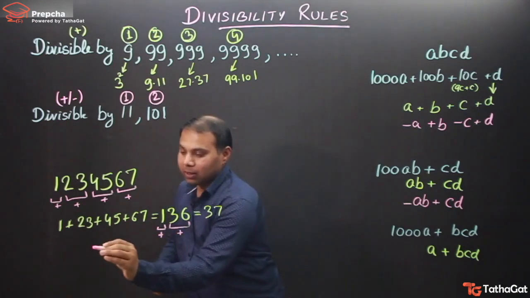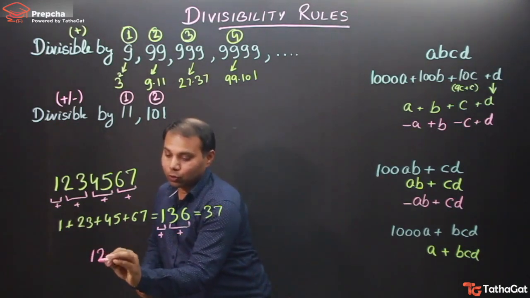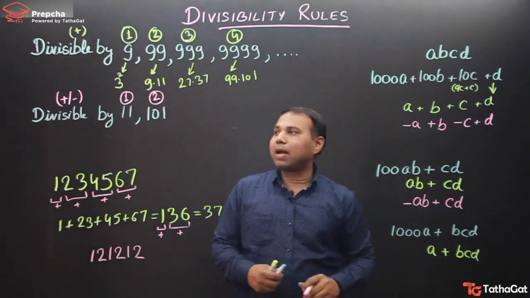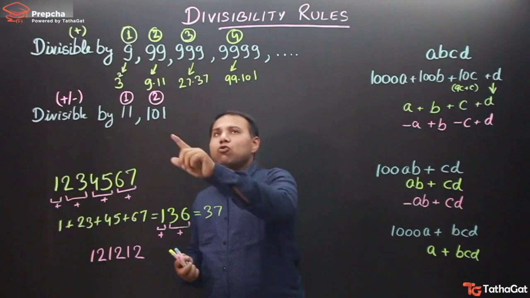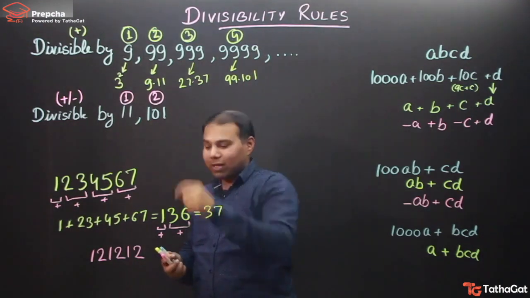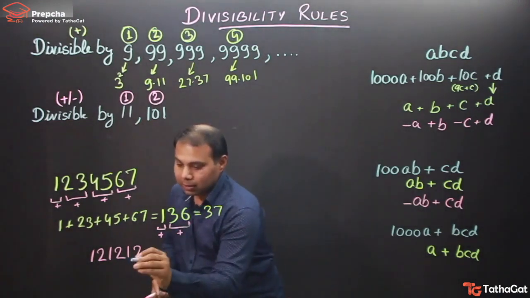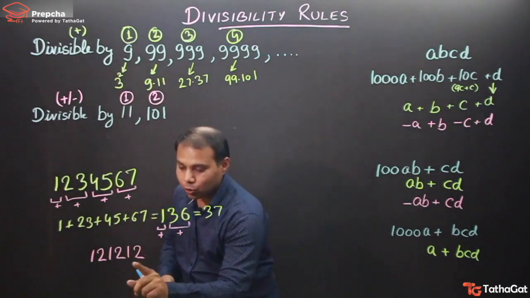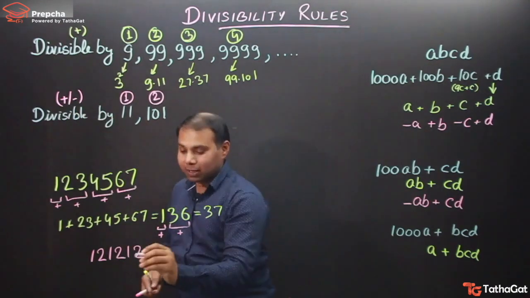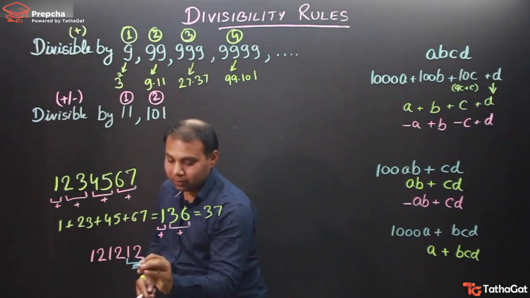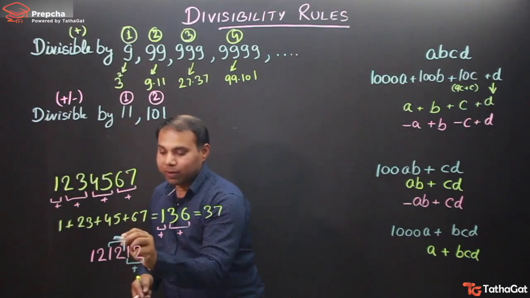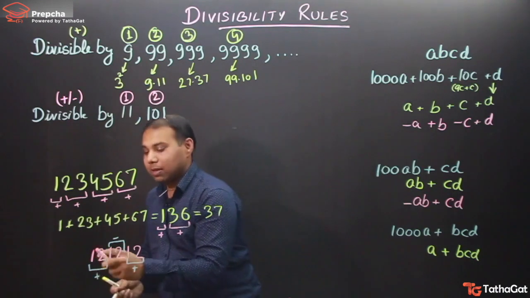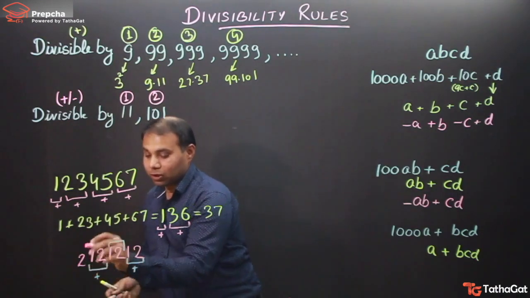Say I have a 6-digit number 1, 2, 1, 2, 1, 2. What will be the remainder when this number is divided by 101? I can make use of the earlier rule also, but it is better to use this one here. I take groups of 2 digits at a time, starting from the rightmost digit, and the groups are alternately plus and minus. So this 12 is positive, the next 12 is negative, and the next 12 is positive again. There is one more digit, so let's make it a 7-digit number, with just a 7 here.